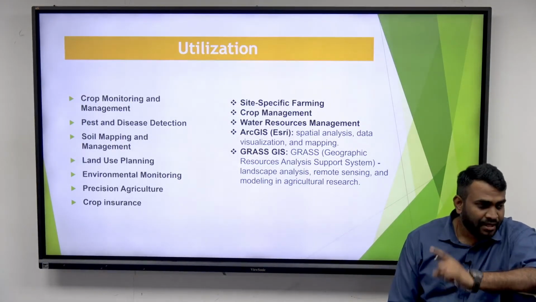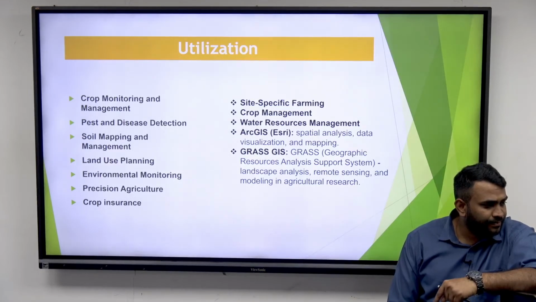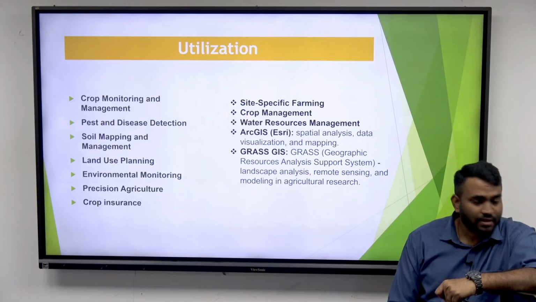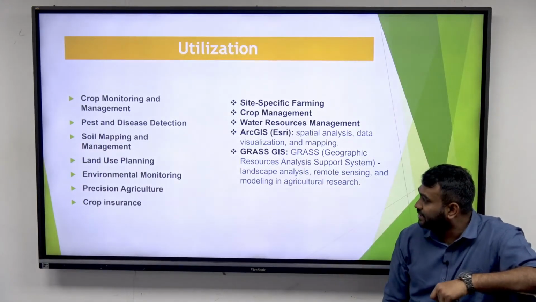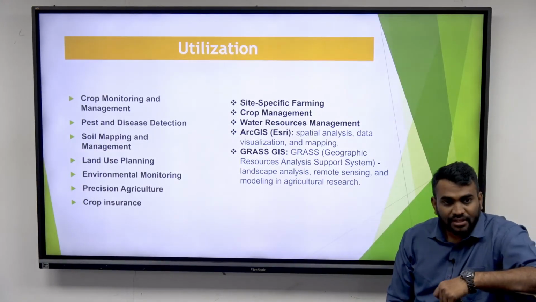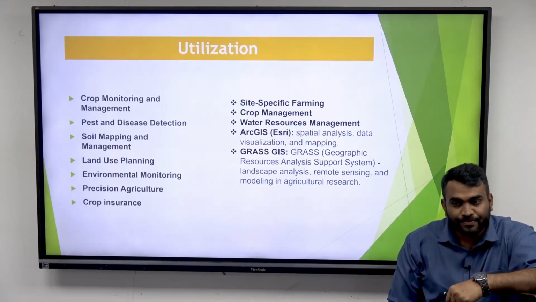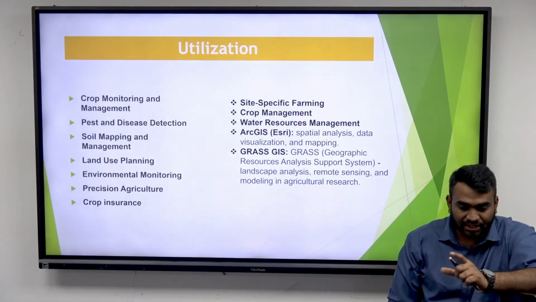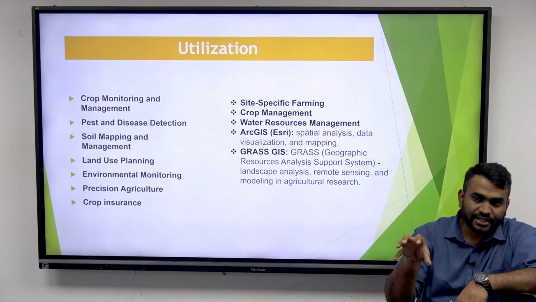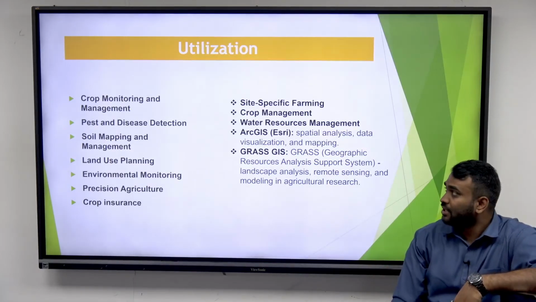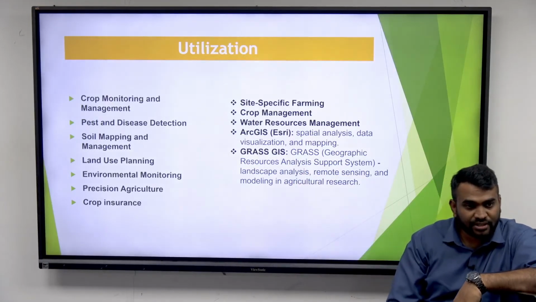Remote sensing, starting from crop monitoring, pest and disease detection, soil mapping, land use planning, even land surveying, precision agriculture, and even crop insurance, because in crop insurance you have to detect how much damage has happened. For all those things we can say remote sensing is better.